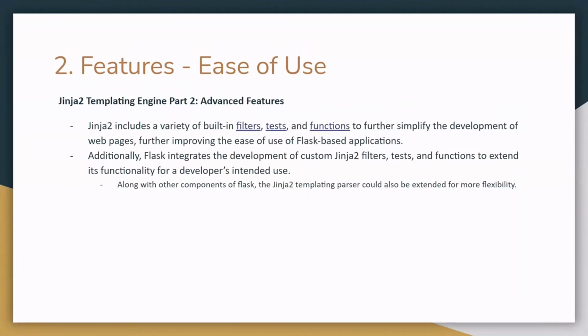Some of the features in Jinja 2 are that it comes built in with a set of filters, tests, and functions to further simplify the development of views. Furthermore, if developers have a specific use case that isn't covered within these built-in helpers, they're able to write their own set of filters, tests, and functions. This is done through Python code that easily integrates into Jinja 2. On a final note, the parsing API for Jinja 2 can also be extended for more flexibility along with other components of Flask.